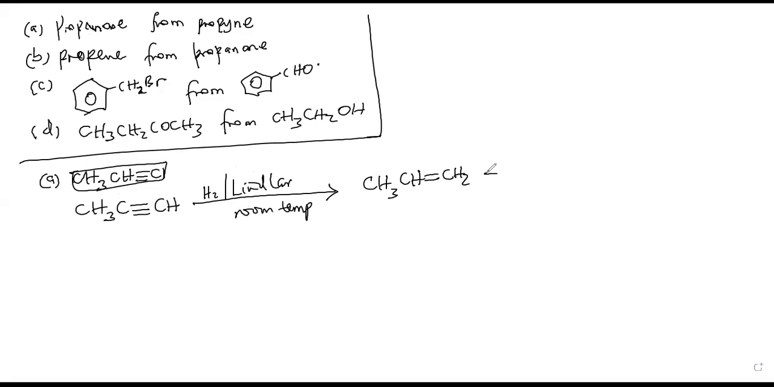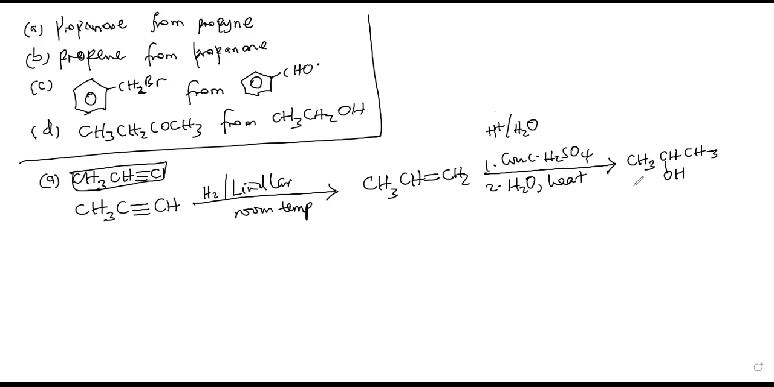Now we can convert this to an alcohol. One, we can add concentrated sulfuric acid. Two, we can put water and heat. A student can say acidified water. A student can write H plus, water, and then heat. Still, that student is okay. So here you'll form a secondary alcohol. So CH3, CHOH, then CH3. So here, by oxidizing this, we shall add an oxidizing agent.